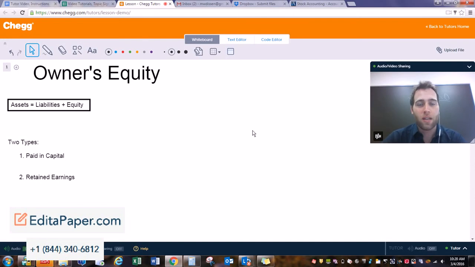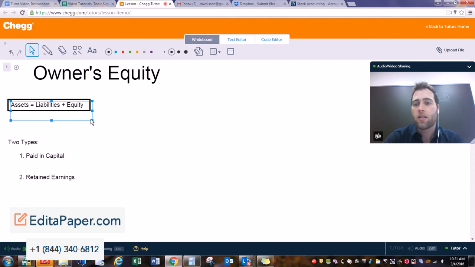I'm a CPA and accounting tutor, and today I want to talk about owner's equity. So owner's equity can be something that's kind of hard to understand for a brand new accounting student, but I think it's easiest to explain through the basic accounting formula, which is assets equals liabilities plus equity. That's usually the first thing every accounting student is taught.